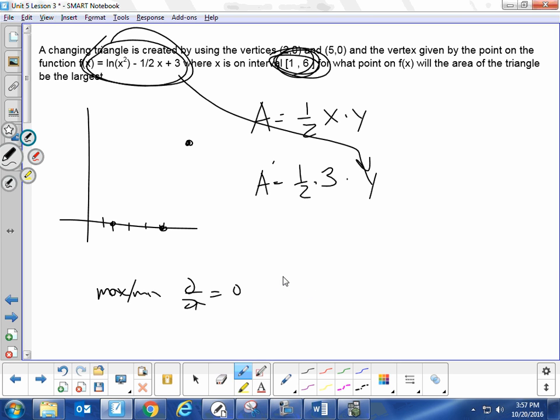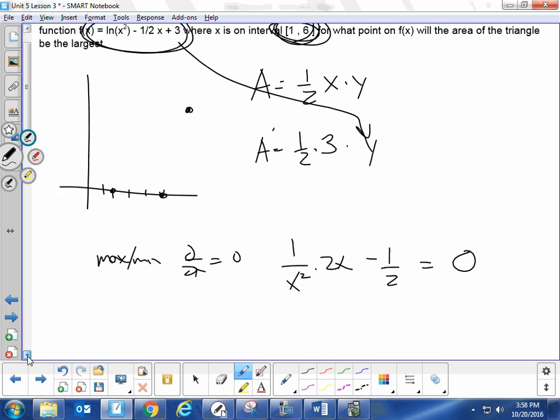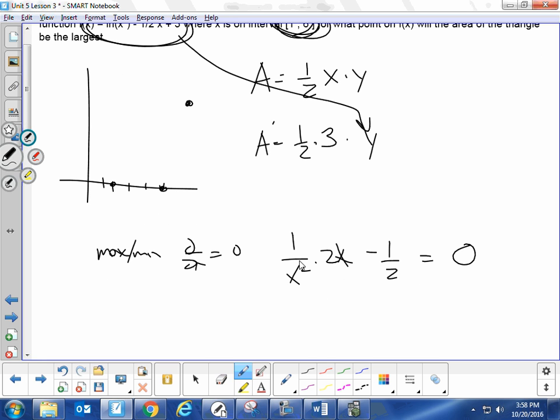So let's do that. So my derivative of log of x squared is 1 over x squared times 2x. Derivative of 1/2 of x is 1/2. That's my derivative. Set it equal to 0. See when it's undefined. The x's cancel. And I have 1 over x minus 1/2 equals 0. Don't forget, we're also going to see when it's undefined. In this case, we can be undefined.